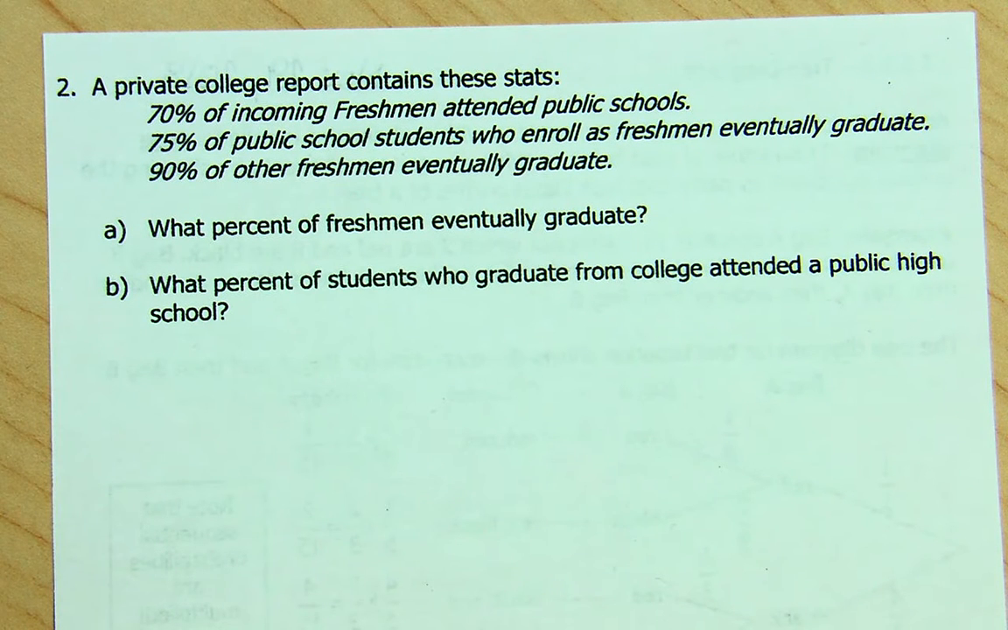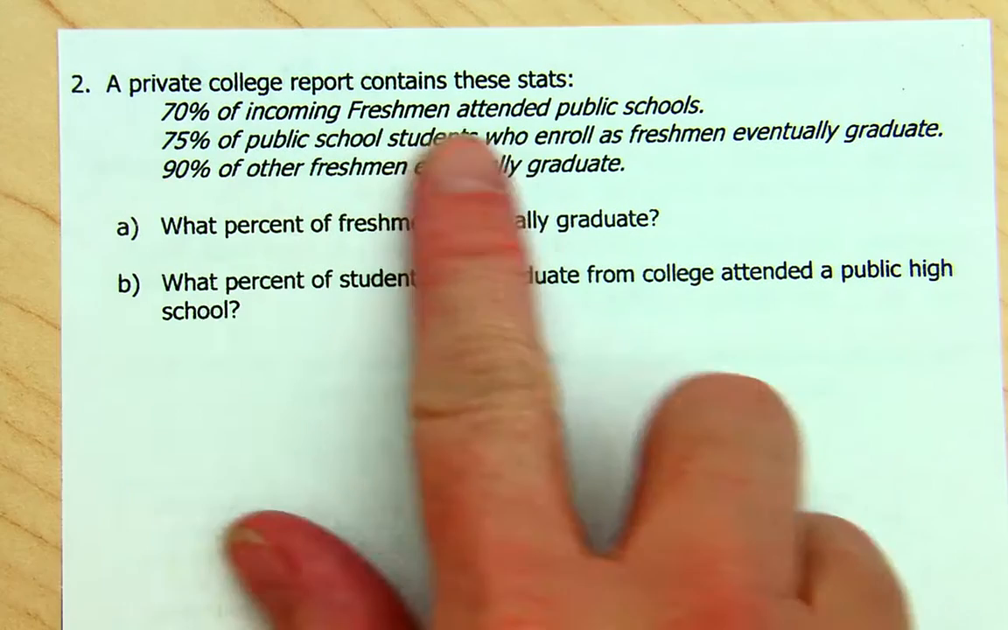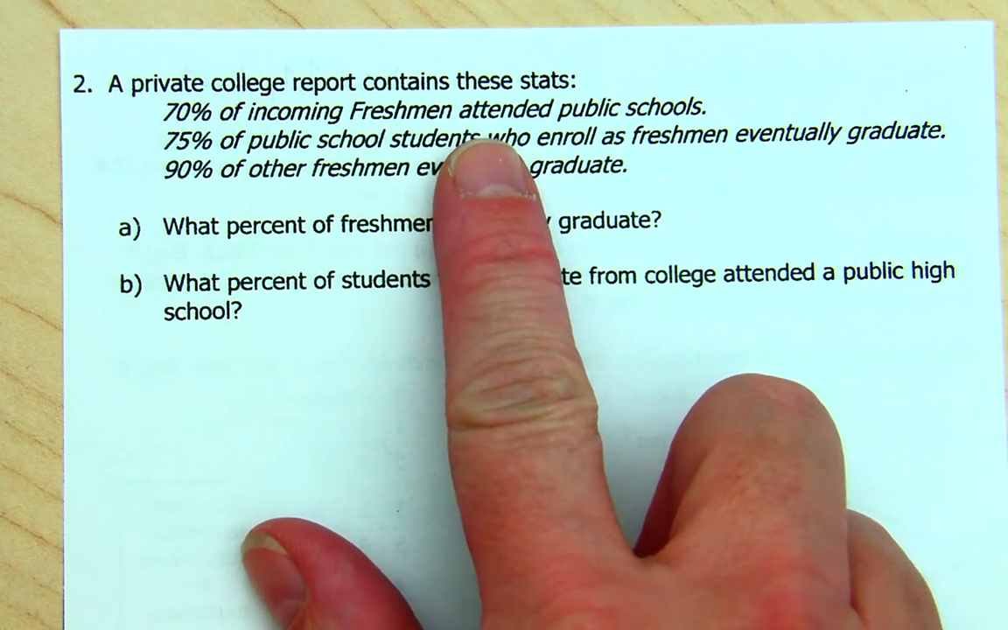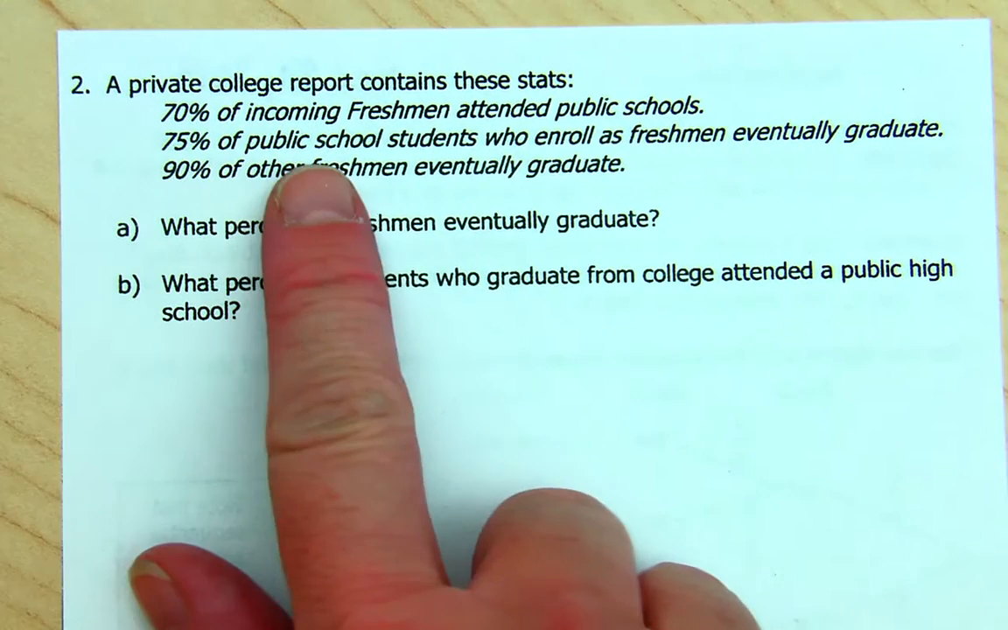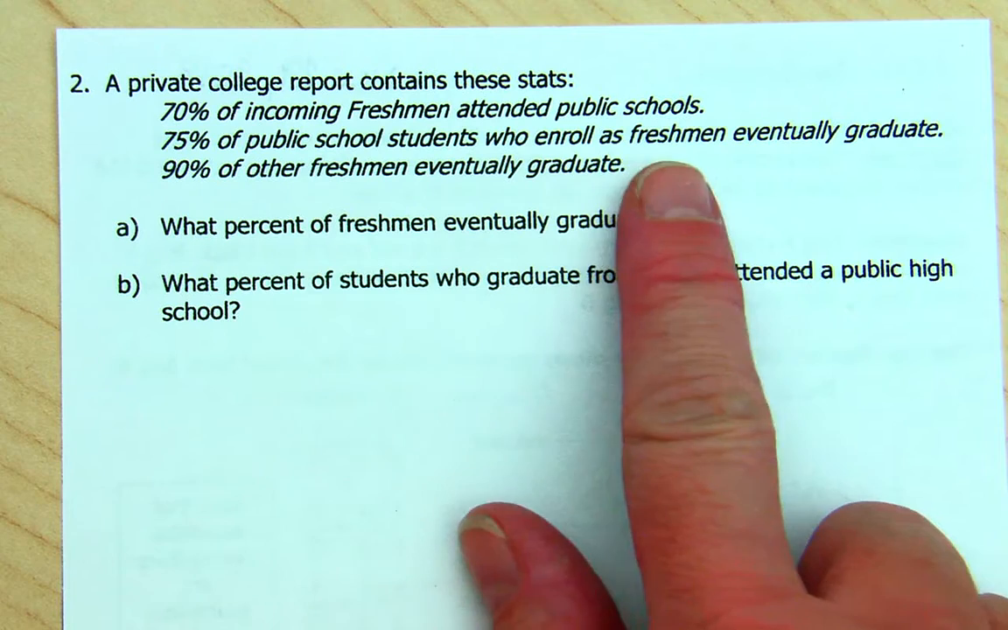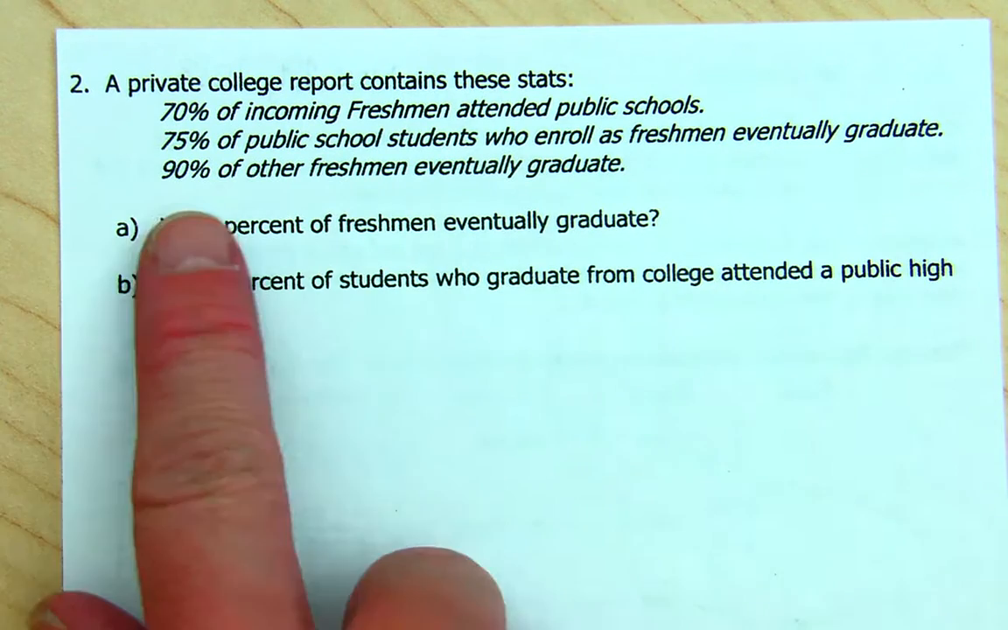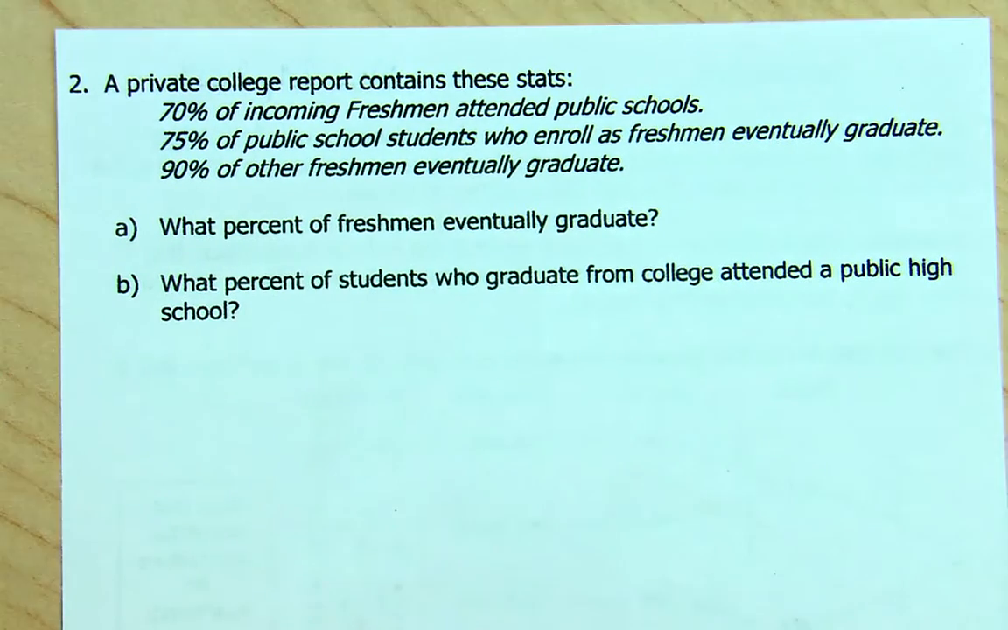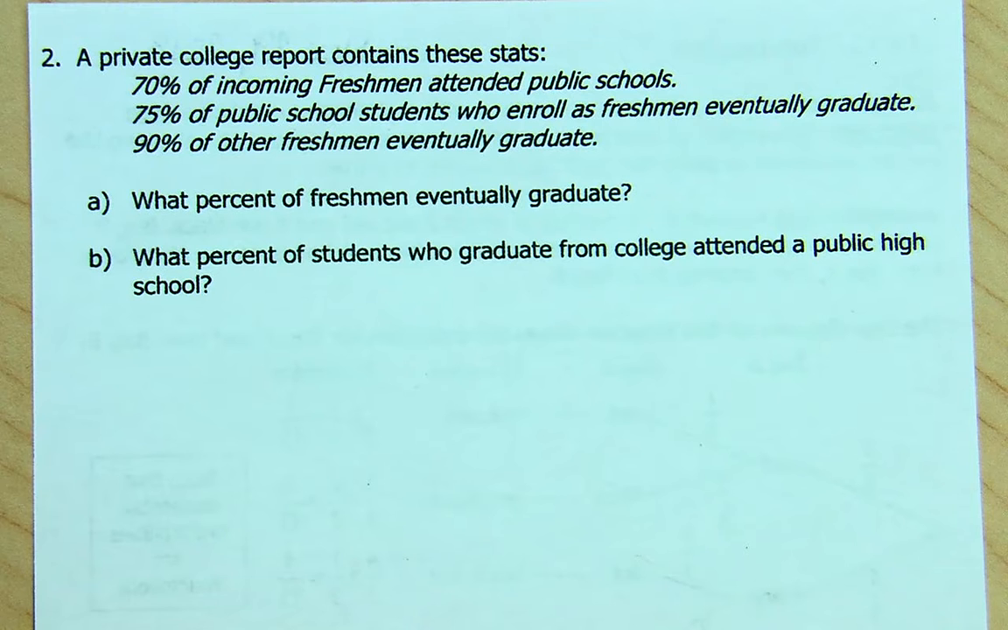Here we're looking at a private college that reports these stats. 70% of incoming freshmen attended public school. 75% of public school students who enroll as freshmen will eventually graduate, and 90% of other freshmen eventually graduate. So, first thing we need to decide is what?